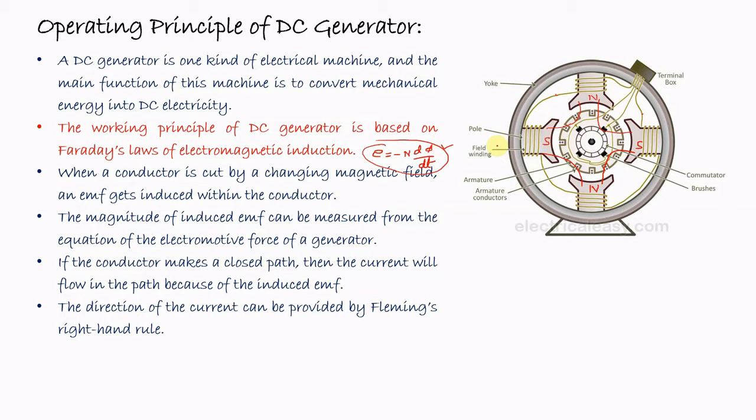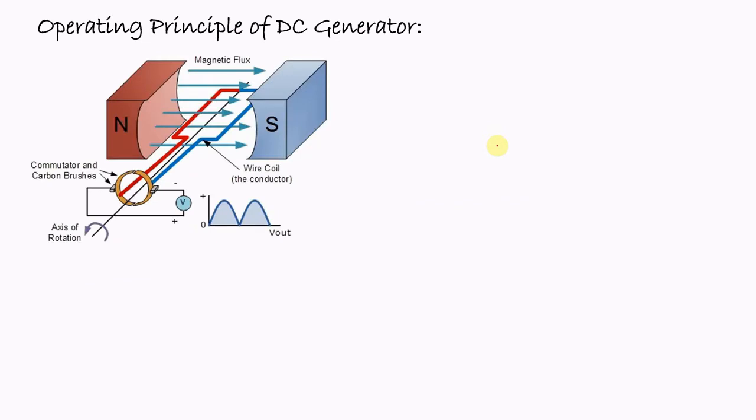It can be discussed further with some figures. So let's see. Here two magnetic poles are shown, and one coil of the armature winding is placed there. When this armature winding rotates within this magnetic field, because it is a permanent magnet, the magnetic flux will be constant. When this coil rotates within the magnetic field, each side of the conductor will be cut by the flux.